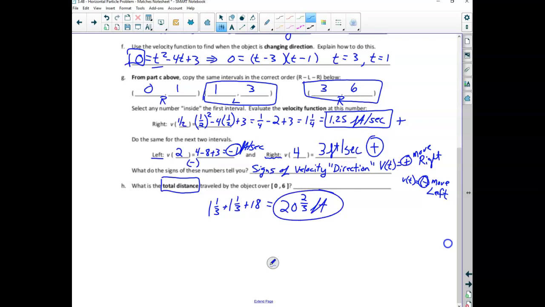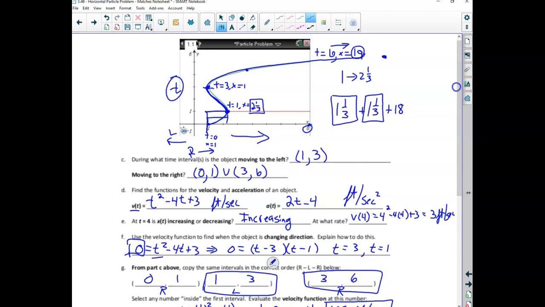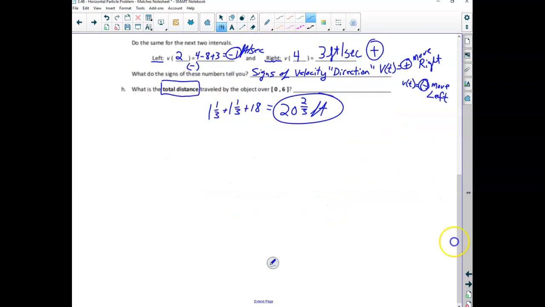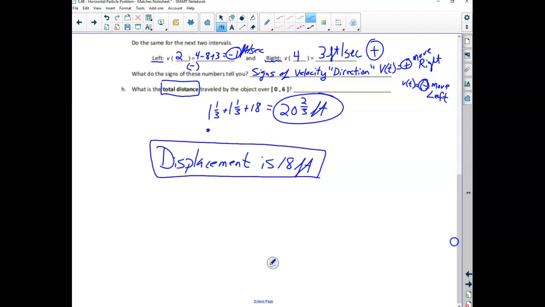Now, it's not my displacement. If you were asked, and you will be asked, what is the displacement of the object? Displacement is the difference between where it started and where it ended out here at 19. If I started at 1 and I ended at 19, my displacement, which they didn't ask me, don't confuse these though, is 18 feet. But remember, I left home and was on my way to school and I'm like, oh crap, I forgot to pick something up. So I went back home and then I went all the way to school. I still traveled 20 2/3.